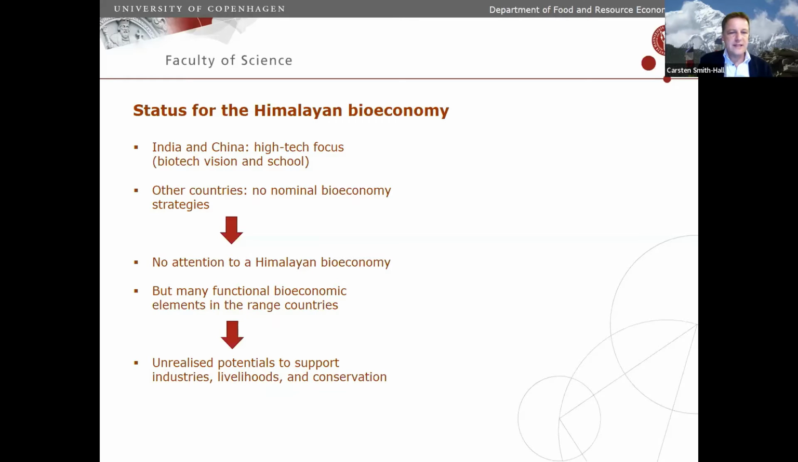So in that sense, you can say that there's really no explicit attention to a Himalayan bioeconomy at the moment, but there are many elements of a bioeconomy found in different legislation, policies, programs, implementations, and so on. But because there's no specific attention to the bioeconomy, it also means that there are unrealized potentials to support the development of industries, improve livelihoods, and promote conservation.